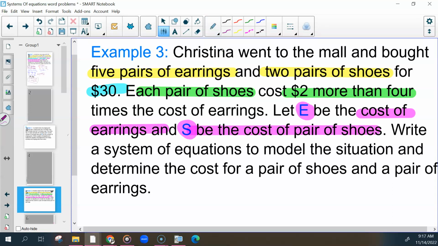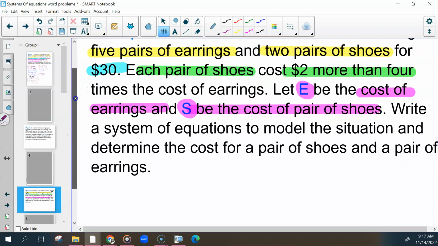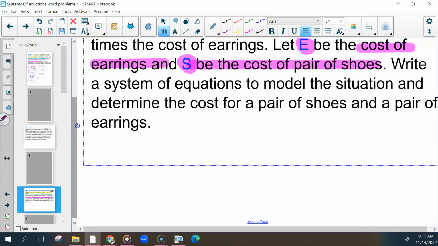Okay. Pay attention to what the problem is asking, because sometimes you won't need to solve for both. Sometimes you just need to solve for one. It depends. Most of the time you solve for both. So let's define our variables. They defined it for us, but if we didn't know, we'd be looking for the cost of a pair of shoes and the cost of a pair of earrings.